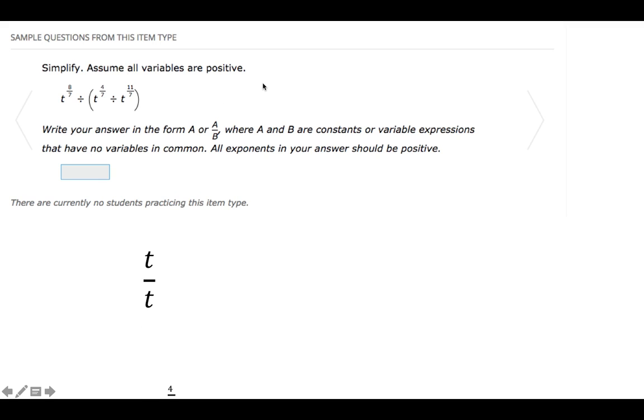I'm going to rewrite that in this format. Great. I'm going to use my subtraction rule. Awesome. 4 minus 11 is going to be negative 7 all over 7. All right, so this bottom fraction became t to the negative 7 over 7. And then here we still need to take care of that. That's going to go on top. So there's going to be t to the 8 over 7 divided by t to the negative 7 over 7. That's going to be right here.